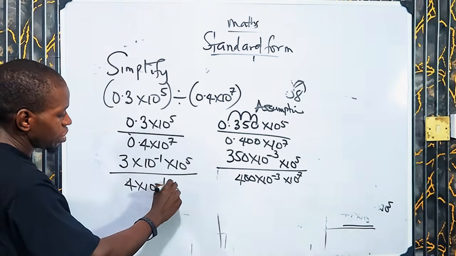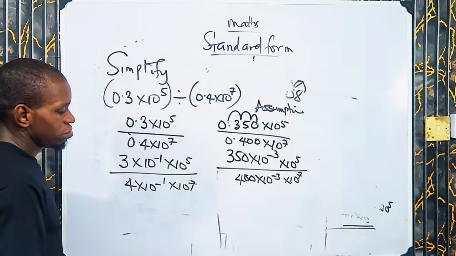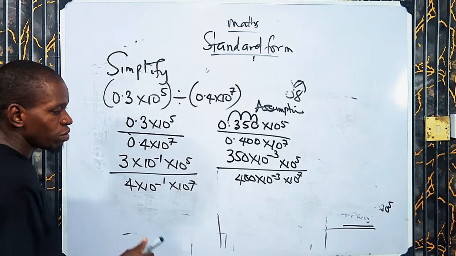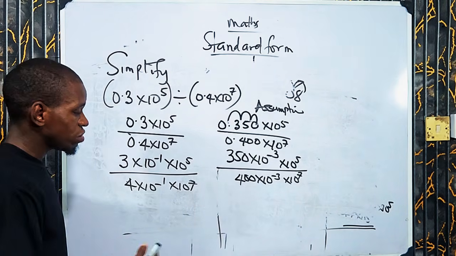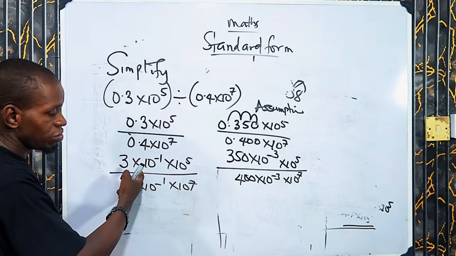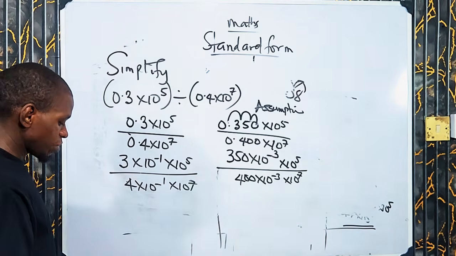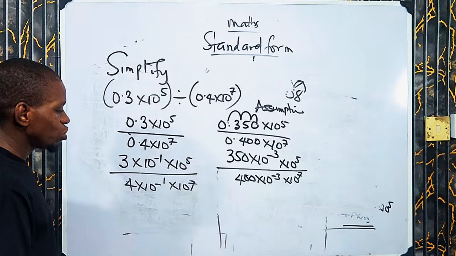Minus 1 times 10 to the power what? 7. There are many ways to solve this, but for example purposes, if this were physics, you could cancel out immediately. But because this is mathematics, let's show the work in full.